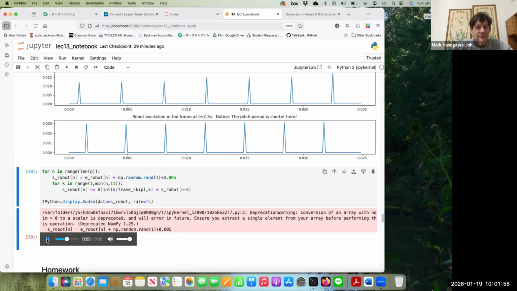This is a speech waveform. Oh, now it gets kind of hoarse sounding rather than breathy.